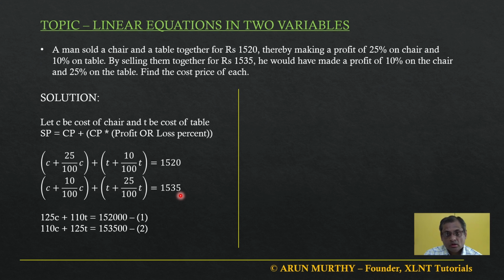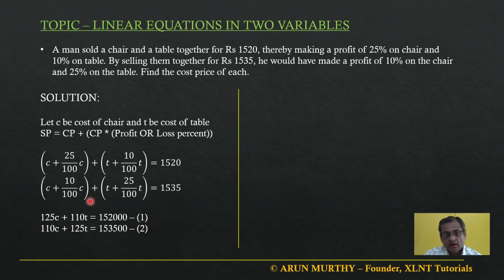Now the easiest way to solve this is to multiply the first equation and the second equation by 100 so that we don't have denominators. So when we do that, we get 100C plus 25C, which is 125C, plus 100T plus 10T, which is 110T. The RHS also we have to multiply by 100, so we get 152000. This is the first equation that you see down here.